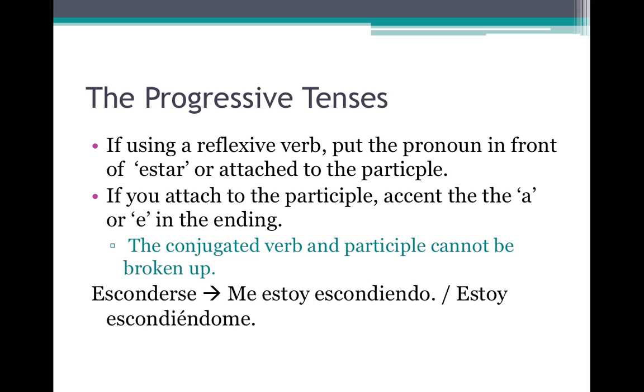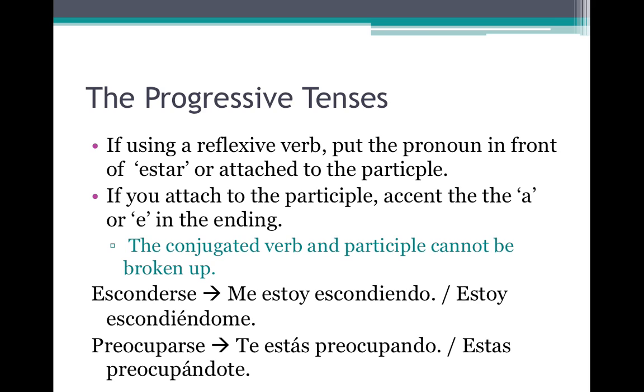So does that make sense? You can't break up that conjugated verb estoy from its participle. They're married. They're joined together there. So either in front of estar, where you don't have to worry about accents, or you put it on the E, on the iendo, or the A if it was ando. Here's preocuparse. You are worrying. You're worrying right now. Don't worry. Te estás preocupando. We dropped off AR on preocupar, and we put the te in front. Or you can say estás preocupándote. We accented that ando, the A, to keep that same sound.